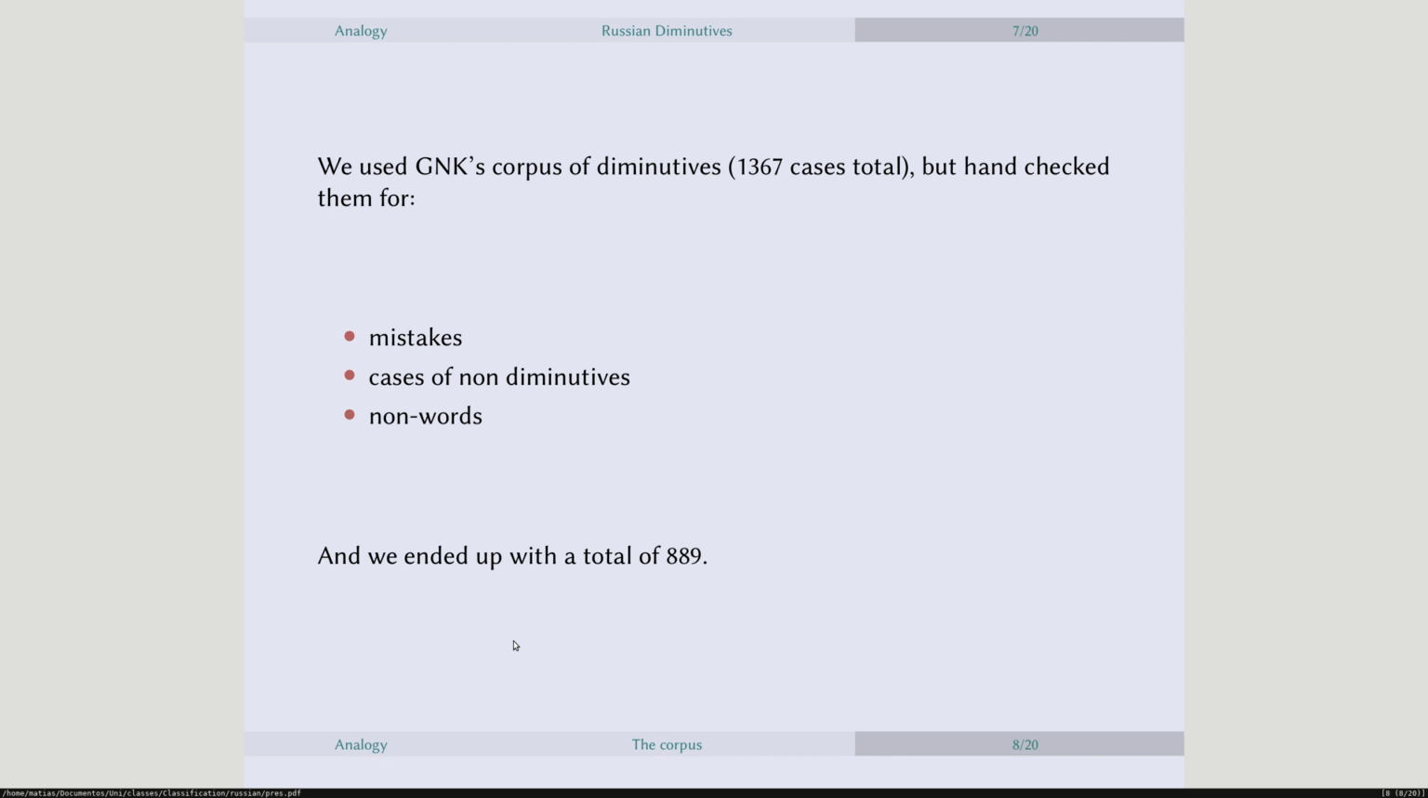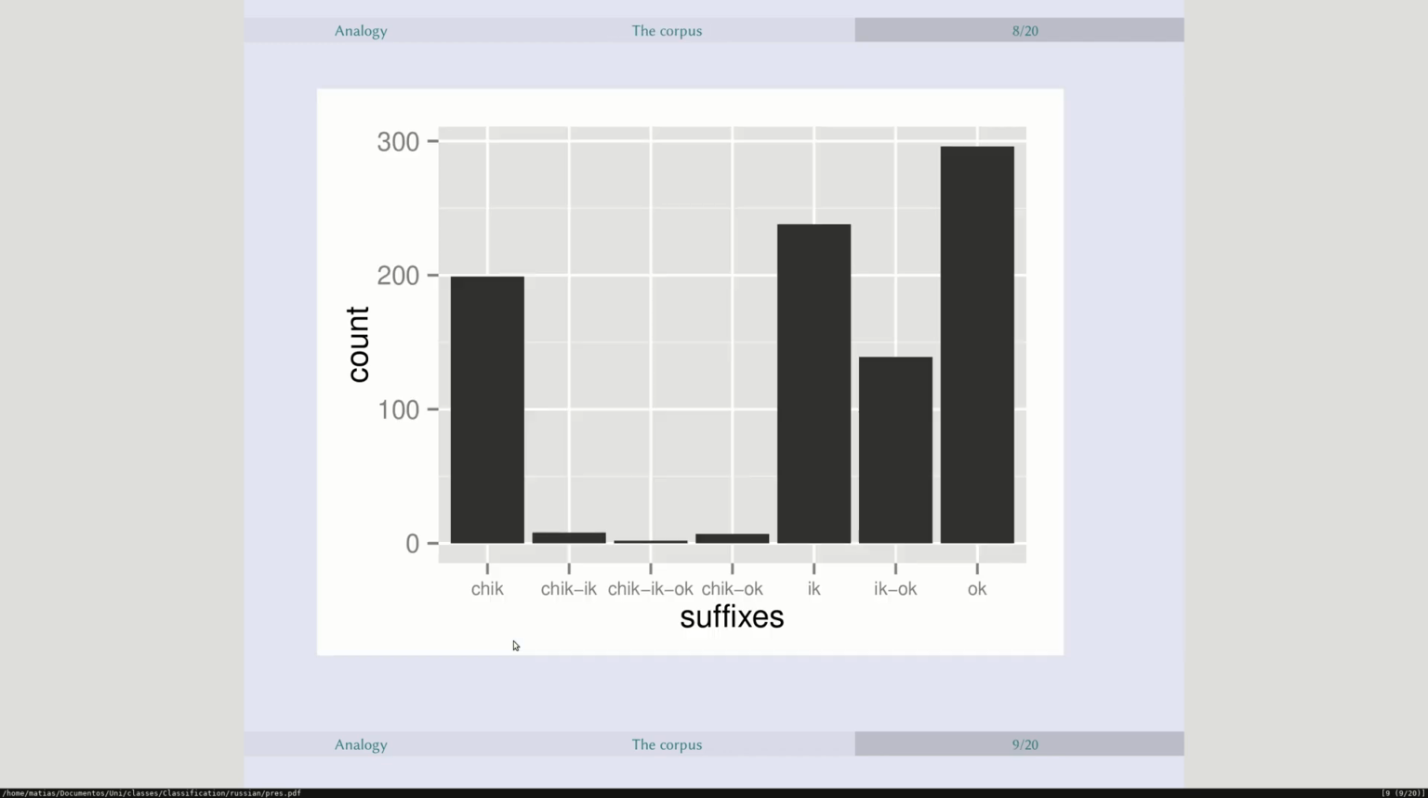but we hand checked them, and we had to discard quite a few. There were many mistakes, there were many cases of non-diminutives. So for example, something like alcoholic was there as a diminutive having ik, but alcoholic is just alcoholic, so it ends in ik, but it's clearly not a diminutive. And some things that my co-author thought were non-words. So we ended up with slightly fewer than 900 nouns.